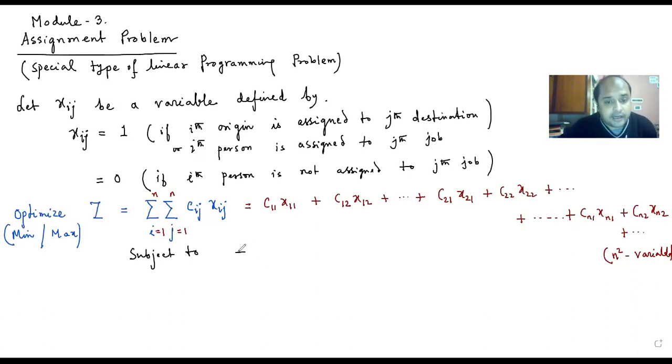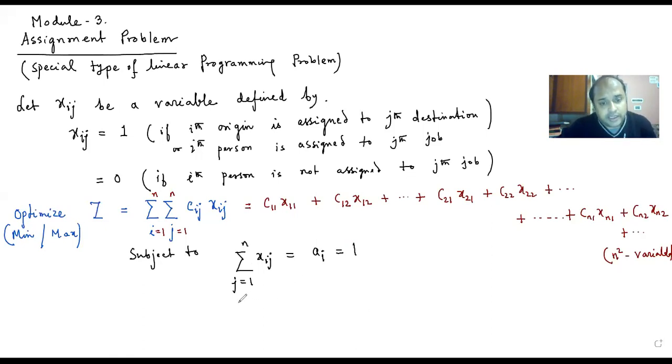The constraints are summation over j goes from 1 to n of xij. This should be equal to ai, which must be equal to 1. Forget about this symbol ai, I'm just writing it. It's just a number. So what am I doing over here? Here we are taking the sum row wise. I'll show you by a table. You will understand that. Let me finish writing this model first.